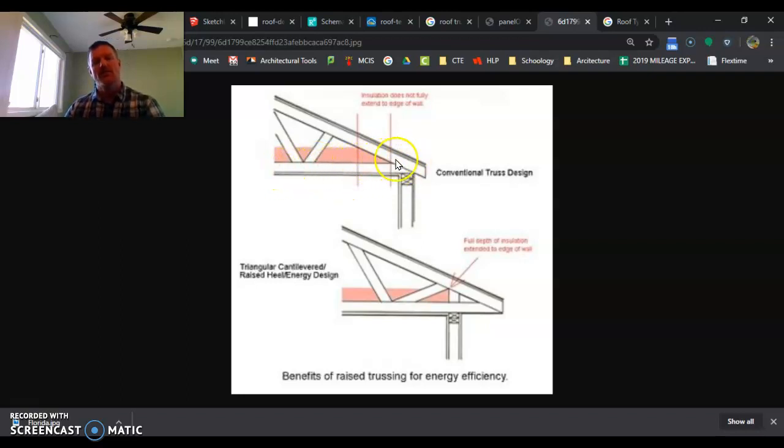This one here, if you notice, the insulation up on the roof stops right here. Over the top of your wall, you have a cold corner or a hot corner right here. So what they did was they took this top chord or this top board, it's called a chord, and they raised that top chord up. And so they put bottom chord here, top chord goes up. And they can raise it high enough that you can get insulation all the way out over the top of this wall. And that's called an energy heel.